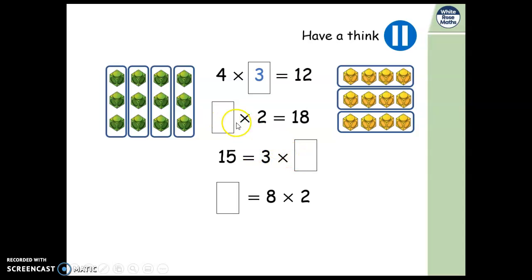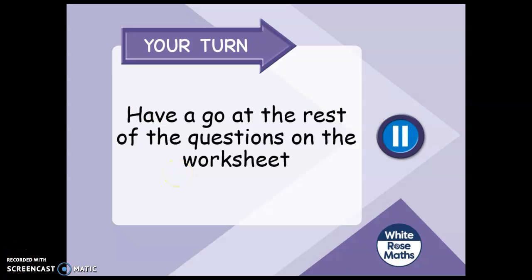Obviously, the missing numbers are different. This one at the bottom, you're thinking about just the answer, even though it's set out differently. The answer's there because 8 times 2 equals something. You can make 3 groups and share the 15, 2 groups and share the 18. What are the answers? Once you've done those, can you have a go at the rest of the questions on the worksheet, please?